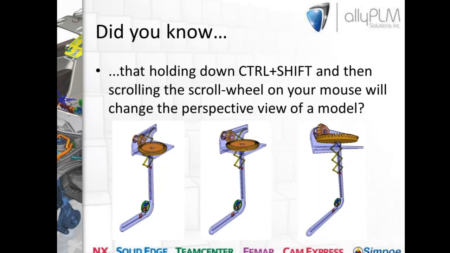Another model view tip is how to change the perspective on the model. You can do this quickly by holding down Control and Shift and then using the scroll wheel, and this will add perspective to it. And if you're under the View tab, you can see the perspective button will turn on when you start adding perspective, and I'll show you this in a minute in Solid Edge.